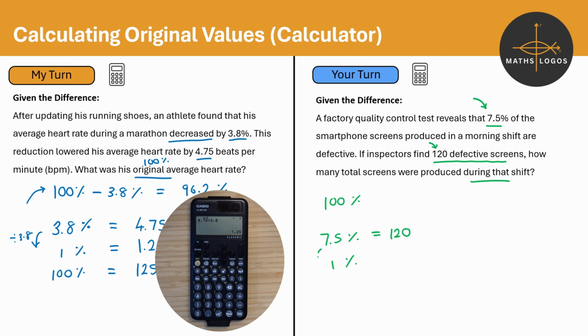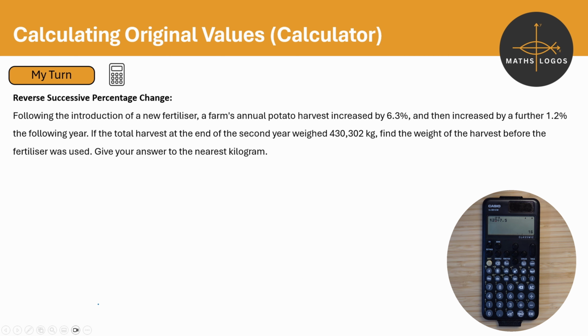Work out 1% by dividing by 7.5. So divide 120 by 7.5, and type that into your calculator. So that gives us 16. And these are screens, so 1% of the screens is 16. How many total screens were produced? Well, that's our 100%, so just scale up to 100 by multiplying by that. I'll do 16 multiplied by 100 to give me 1,600 screens. And that's my answer.